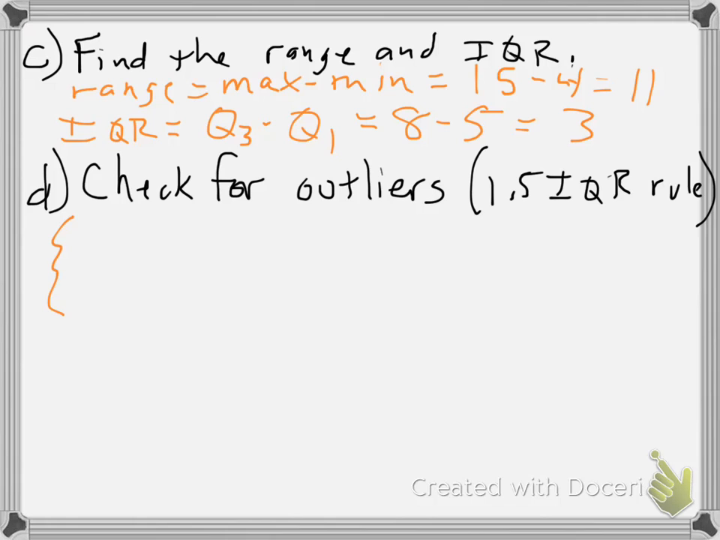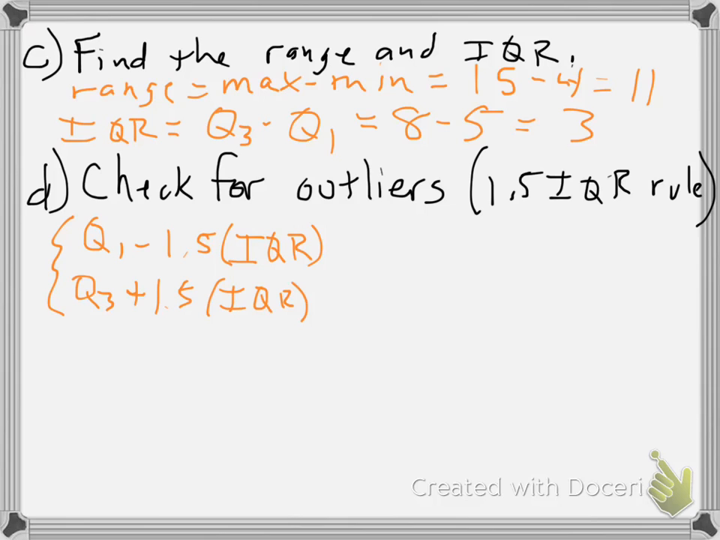Okay, so for the 1.5 IQR rule, what we need to do is calculate the following calculations here. Q1 minus 1.5 times the IQR, and also Q3 plus 1.5 IQR. So the top equation there, Q1 minus 1.5 IQR, is going to find any low outliers, values that are a lot less than everything else, and the bottom equation will find us high outliers that are higher than everything else.